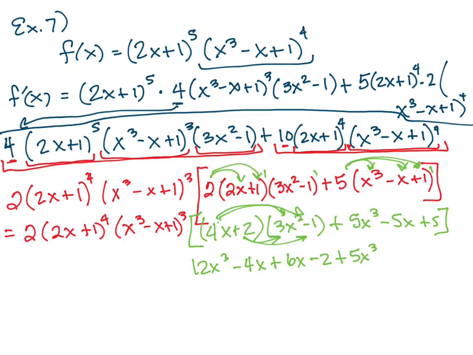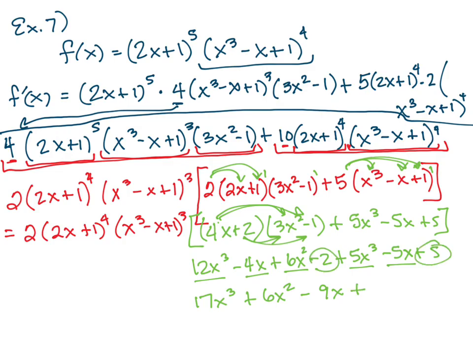Plus 5x cubed minus 5x plus 5. And now combine like terms. 12x cubed plus 5x cubed puts me at 17x cubed. Negative 4x and positive 6x is 2x, 2x minus 5x. Uh-oh. That's x squared. Where? The 6. You get minus 9x. Oh, this one. This is 6x squared. Yeah, we should have had minus 9x. So there's a plus 6x squared in the middle. And then minus 9x. Whew! I was about to get worried. Negative 2 plus 5. 3.